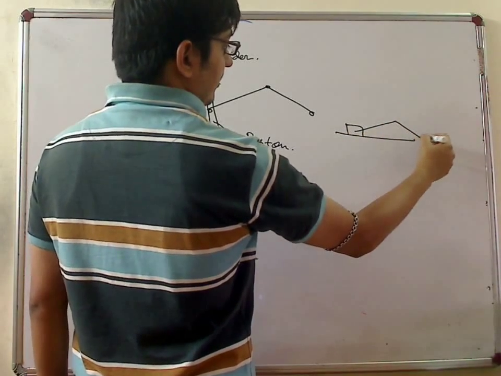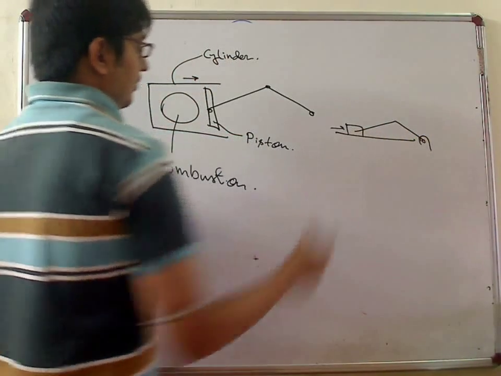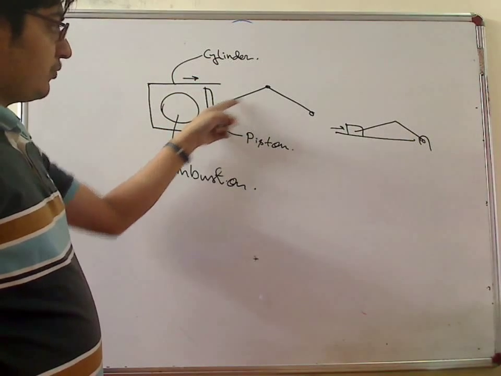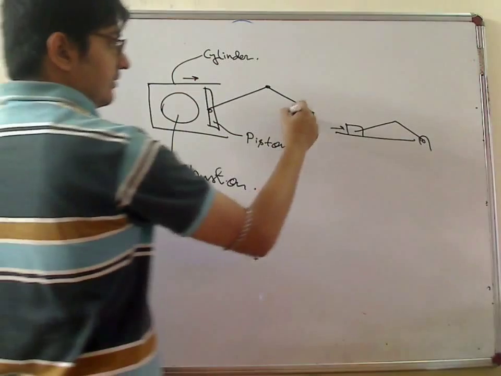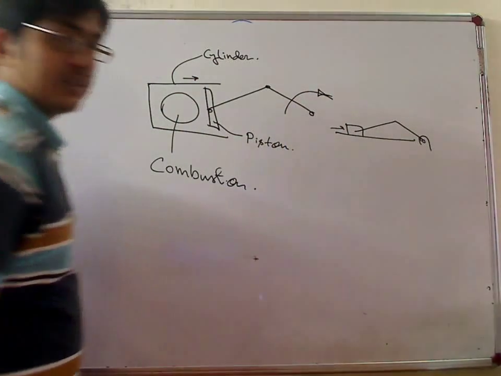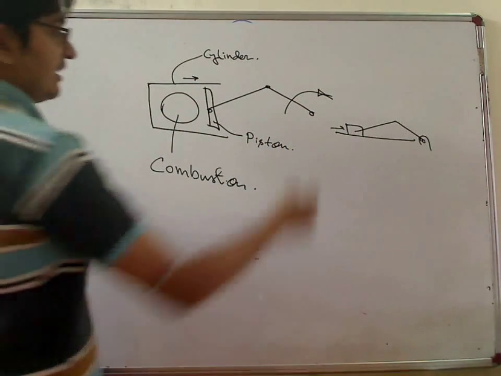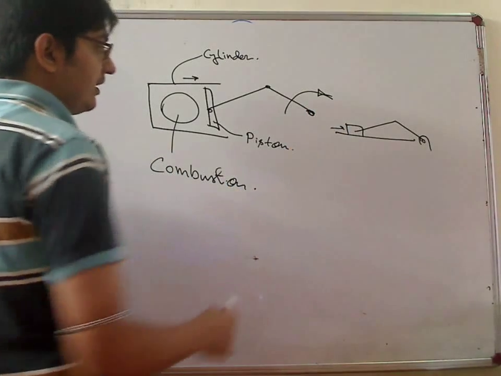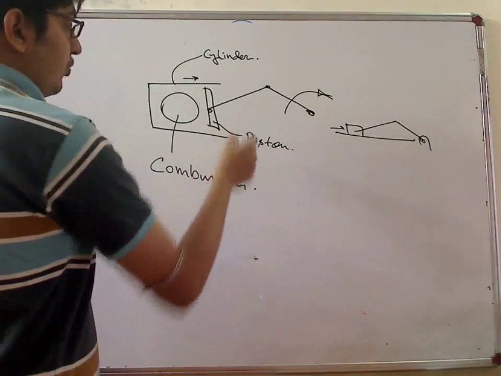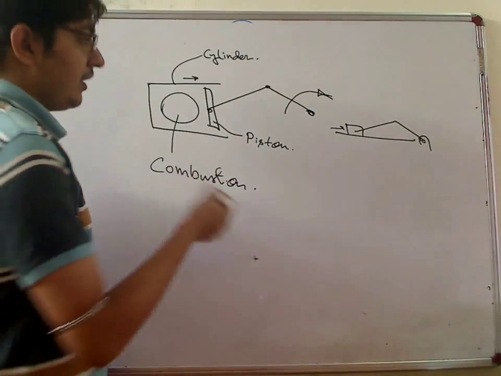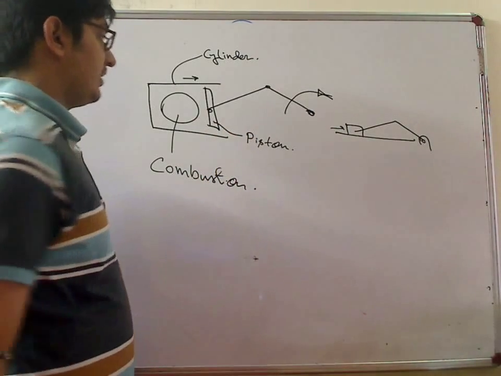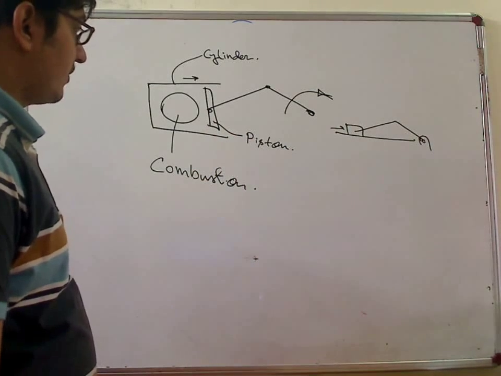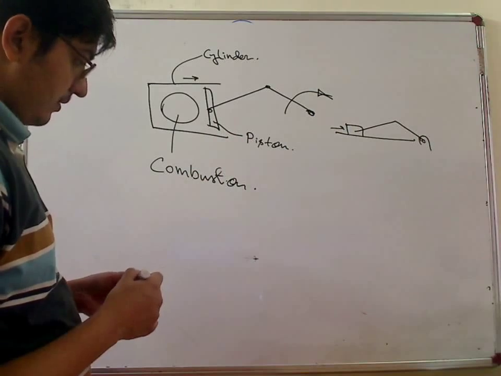Schematic is this. So when this moves, this will push this crank, and this will try to rotate, and this shaft is connected to the gearbox, to the wheel, and due to this motion the wheel of the car rotates and the car starts to run. So this is the mechanism.